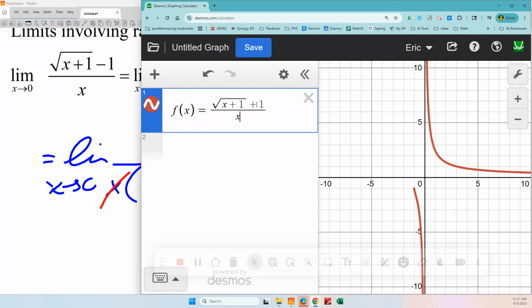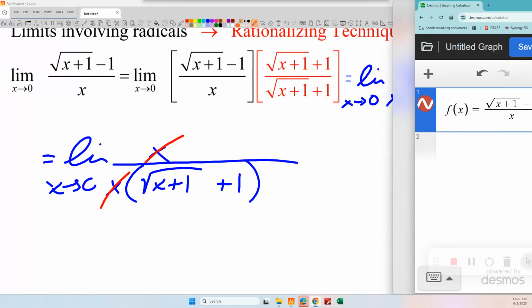Well, okay, so if we look at the value of this function at 0, did I do that right? It's supposed to be a minus 1. No wonder that looked a little weird. There we go. If we look at the value of this thing at 0, look at that, it's undefined. There's a hole there, right? Everybody see that?